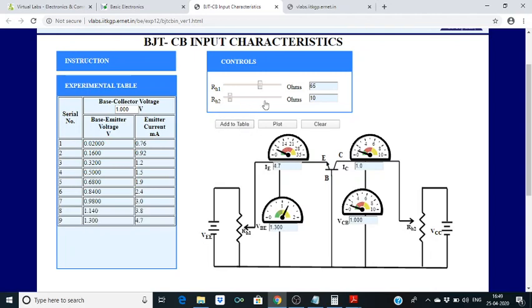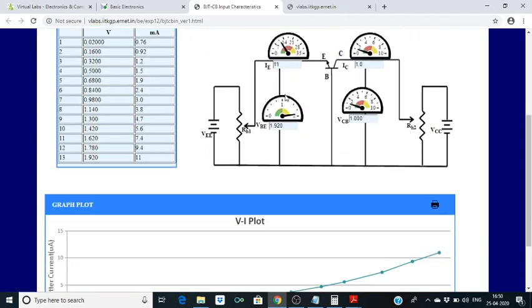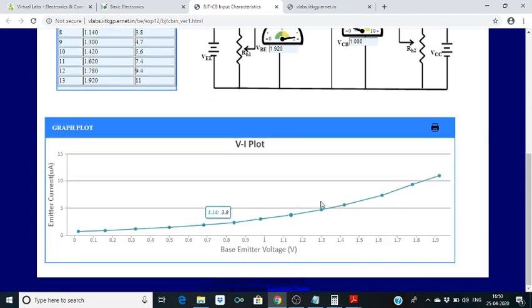Try to take as many readings as possible. Try to break this range according to different steps. Now plot. So we are getting this type of curve. I have taken it for VCB 1 volt. You can take it for different VCB voltages like 2 volt, 3 volt or 4 volt.